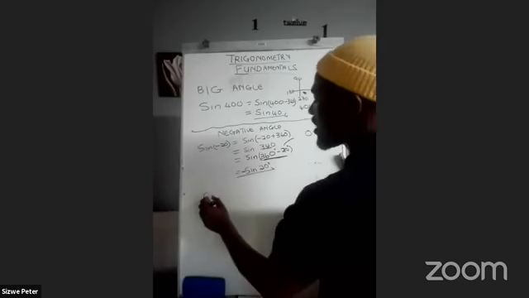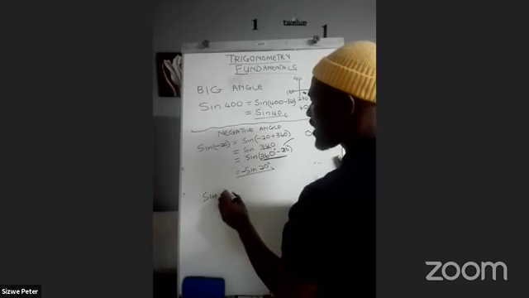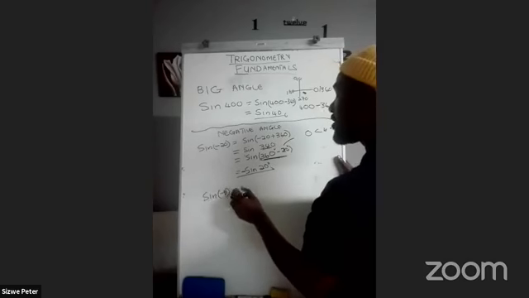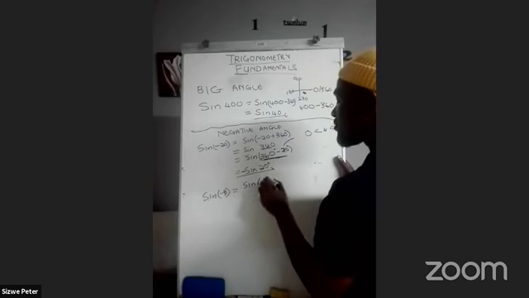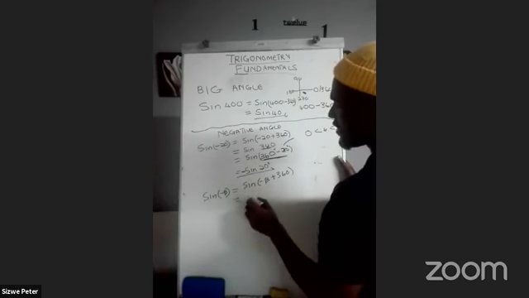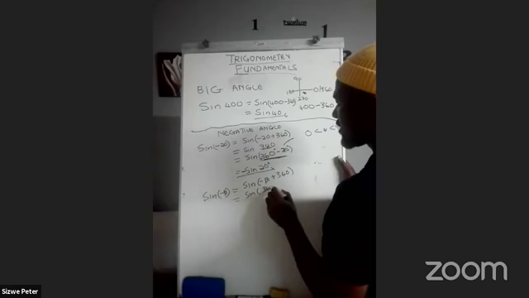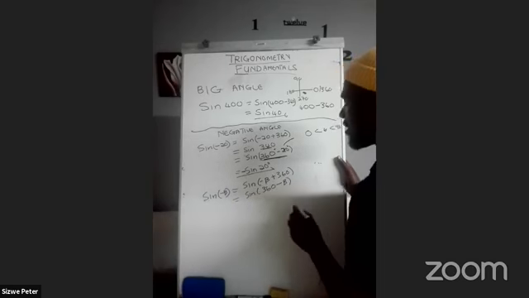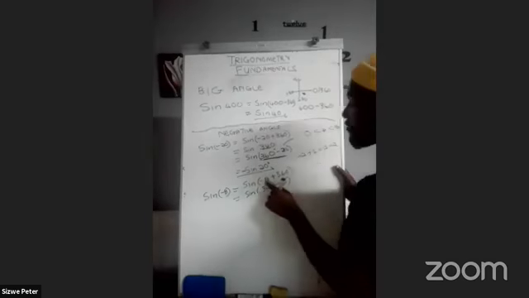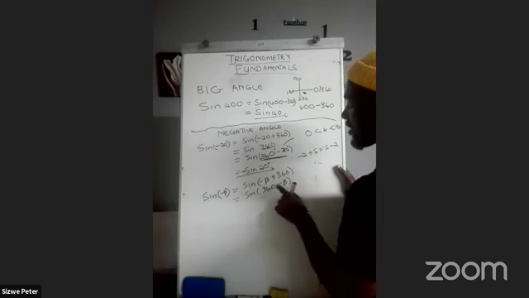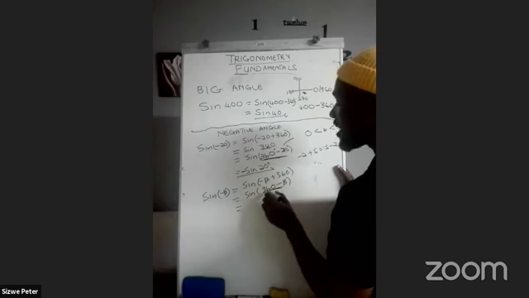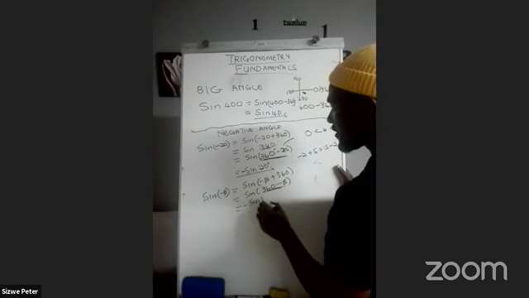So for a negative angle, if I have sine of negative beta, this is sine of minus beta plus 360. If it's negative, you must add 360. So this is sine of 360 minus beta. Remember, minus 2 plus 5 is the same thing as 5 minus 2. So if I have minus beta plus 360, I can write 360 minus beta. This is the fourth quadrant. How is sine in the fourth quadrant? Sine in the fourth quadrant is negative.